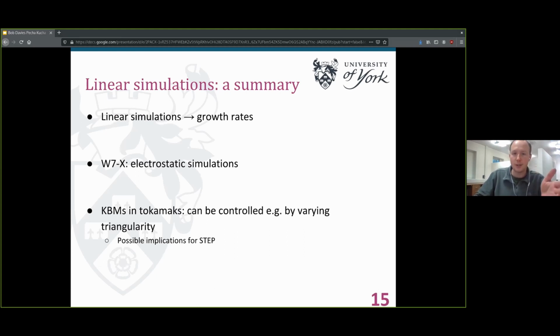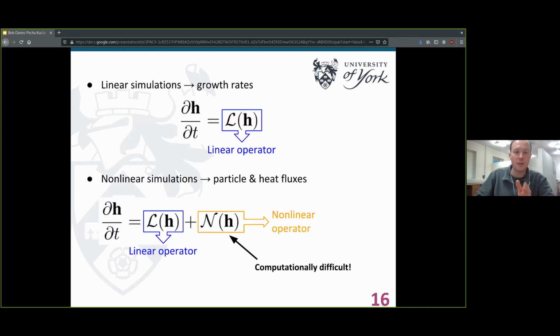To summarize so far, we can use linear gyrokinetic simulations to look at plasma instabilities, and there are some interesting electrostatic stellarator results, and some interesting electromagnetic tokamak results. The results so far have been linear because we've ignored that nonlinear term that I mentioned earlier. This is informative, but if we want to find out about fluxes, particles, and heat, we need to include this nonlinear term. But the nonlinear term creates some problems for reasons we'll soon see.